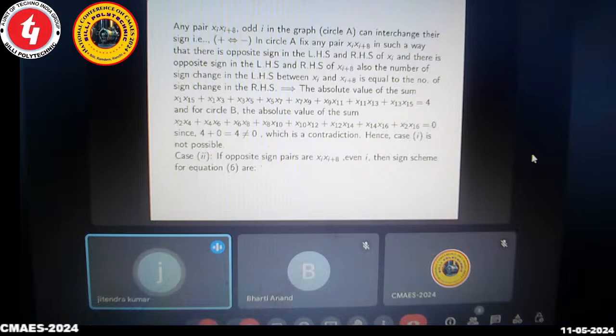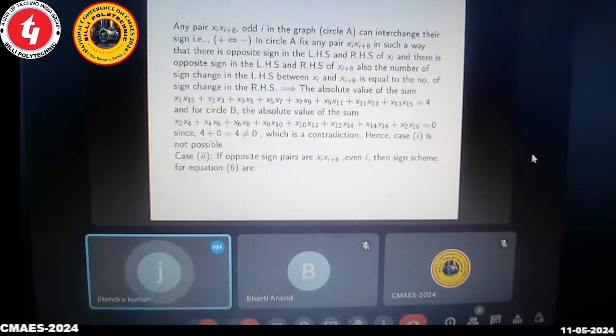Any pair x_i, x_{i+8} for odd i in circle A can interchange their sign, plus may become minus, and minus may be interchanged with plus. In circle A, fix any pair x_i, x_{i+8} in such a way that there is an opposite sign in the LHS and RHS of x_i, and there is an opposite sign in the LHS and RHS of x_{i+8}. Also, the number of sign changes in the LHS between x_i and x_{i+8} is equal to the number of sign changes in the RHS. This implies the absolute value of the sum x_1, x_9, plus x_3, x_11, plus x_5, x_13, plus x_7, x_15 equals 0. And for circle B, the absolute value of the sum will be 0.